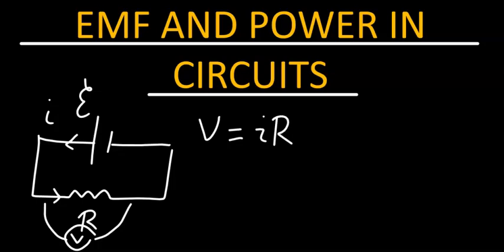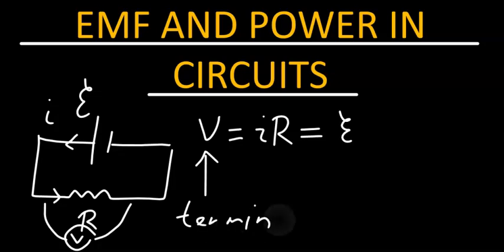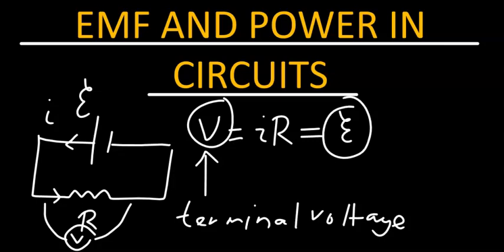You have current inside the circuit going through the resistor, and if we ask what is the potential difference across this resistor, V is quite simply IR, and in this case V is the same as the EMF of the battery. The voltage across this resistor is sometimes known as the terminal voltage, and in this particular case the terminal voltage equals the EMF of the battery.